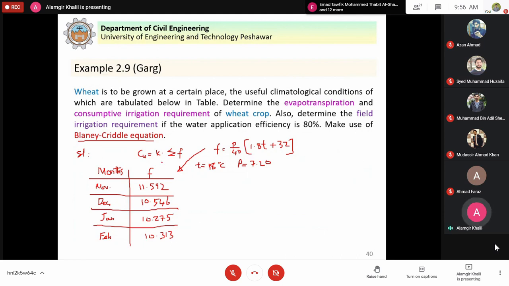Now what we have to do in this equation, consumptive use is equal to K into summation of F. So it means that we have to calculate summation of F. You just add these values. So summation of F will be equal to the sum of all these values, which is 42.726.